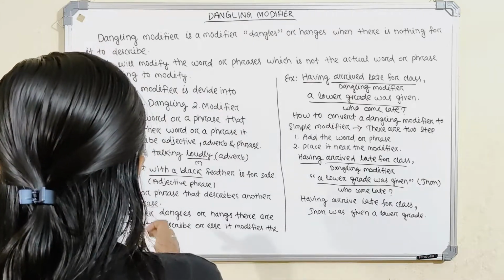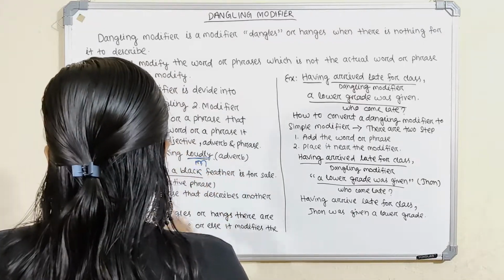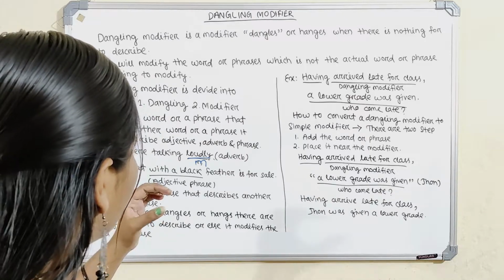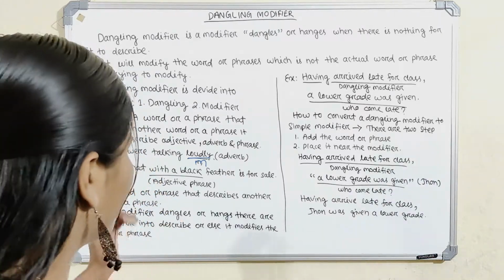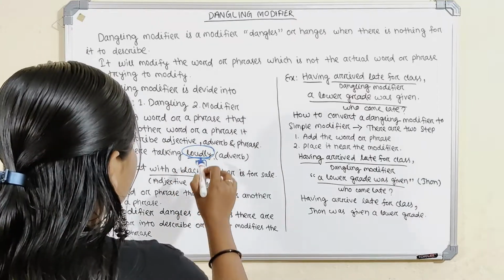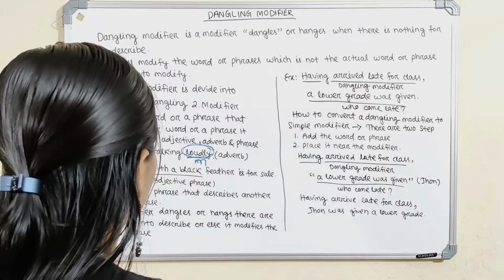Let's take one example to make it easy. They were talking loudly. Loudly is the modifier, and it is an adverb. It shows at which pitch they were talking. That is called the modifier. It is one type of adverb, so it is called an adverb modifier.